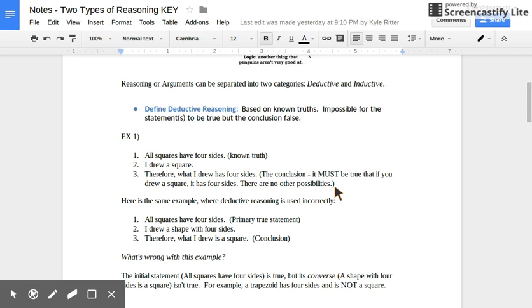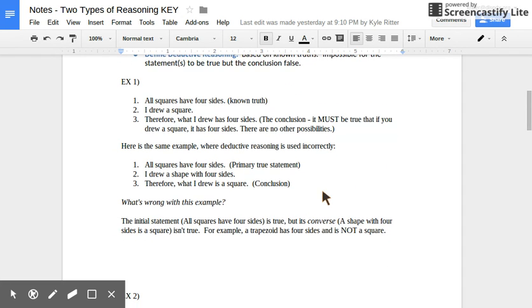The important thing about deductive reasoning is that it's not possible for our conclusion to be false. It is impossible for me to draw a square without four sides. Here's an example where I could do the same example, but I could use deductive reasoning incorrectly. We start with our same initial statement. All squares have four sides. I draw a shape with four sides. Does that necessarily mean that I drew a square? If I come up with that conclusion, it is false, or it may be false. And that is not a good use of deductive reasoning. I cannot come up with a false conclusion.